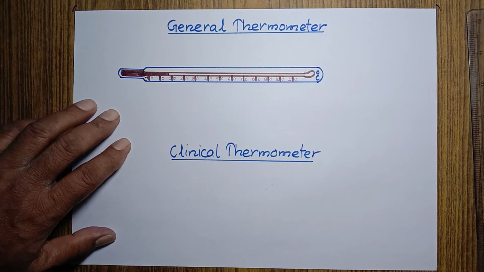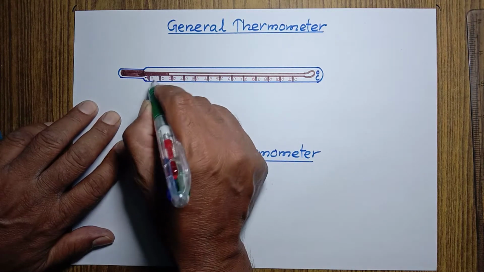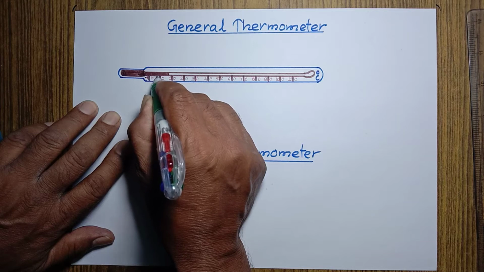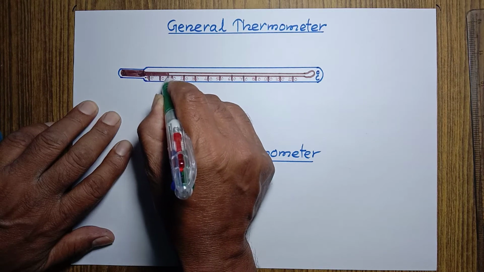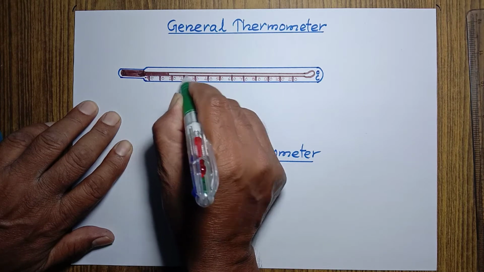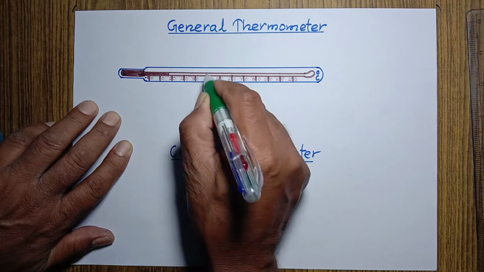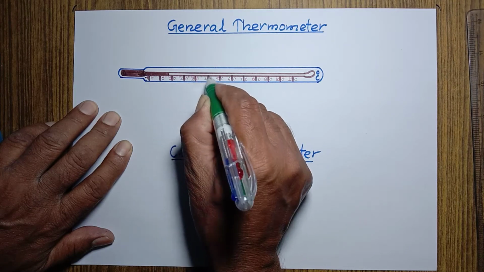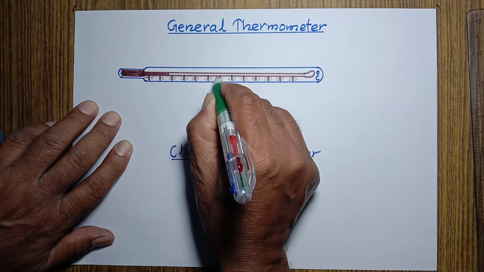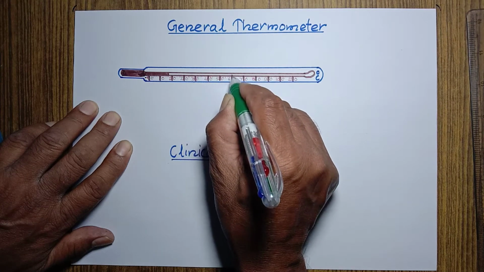This way the values are also written. Now you can make subdivisions also, like this. This way we can make subdivisions also.